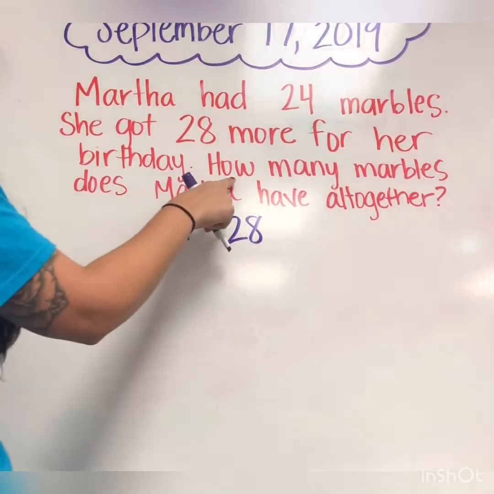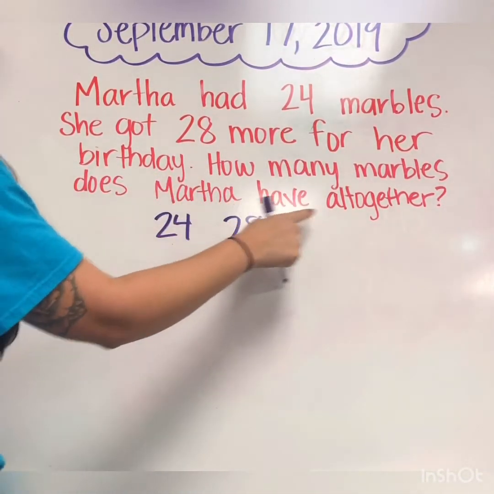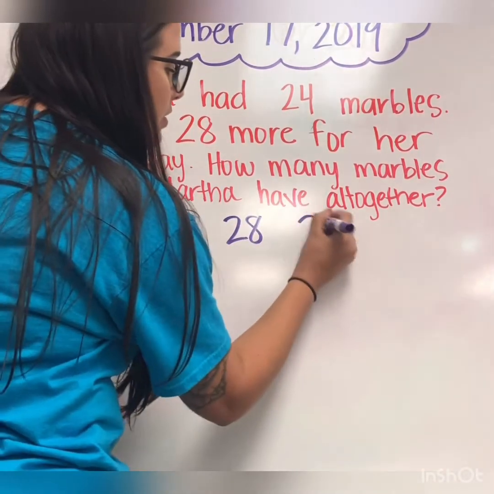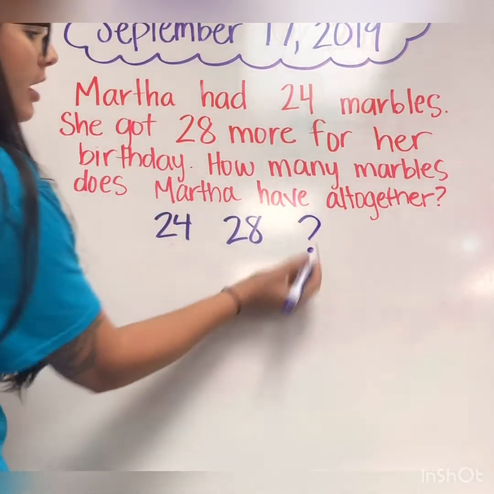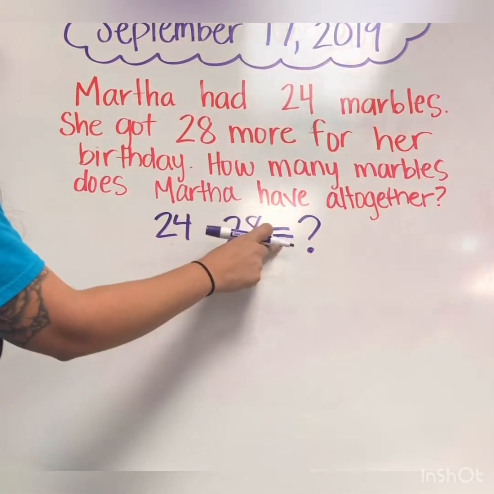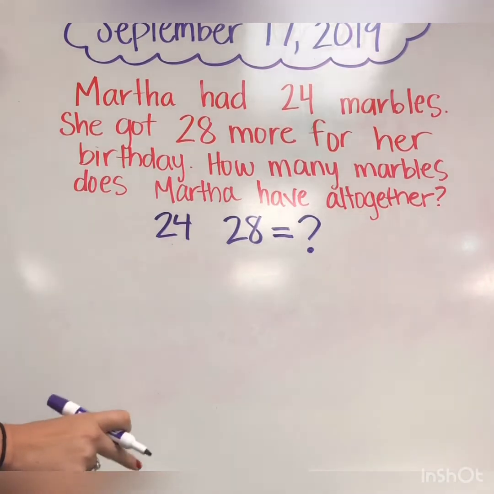And then the question asks, how many marbles does Martha have altogether? So the how many marbles is the part that I don't know. So I represent what I don't know with a question mark. I know my solution is going to be at the end with my equal sign, so I can go ahead and tack my equal sign on there.